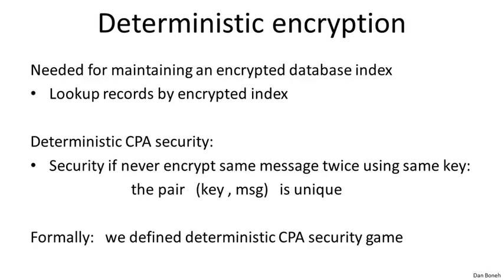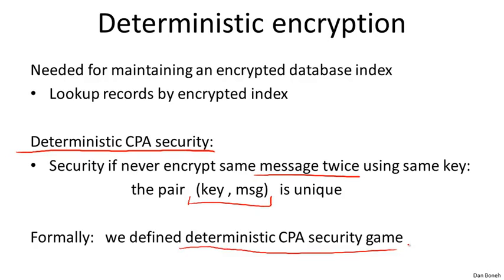The problem was that deterministic encryption can't possibly be secure against a general chosen plaintext attack, because if the attacker sees two ciphertexts that are equal, it learns that the underlying encrypted messages are the same. So we defined the concept of deterministic chosen plaintext security, which means that we have security as long as the encryptor never encrypts the same message more than once using a given key. In particular, this key comma message pair is only used once. For every encryption, either the key changes or the message changes. Formally, we define this deterministic CPA security game, and our goal in this segment is to give constructions that are deterministic CPA secure.